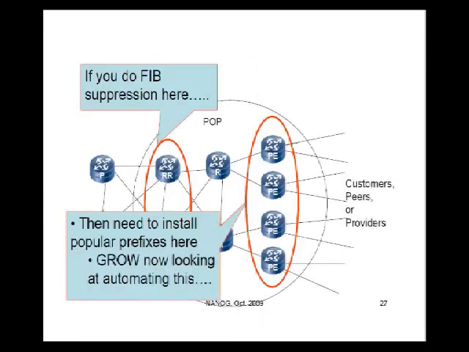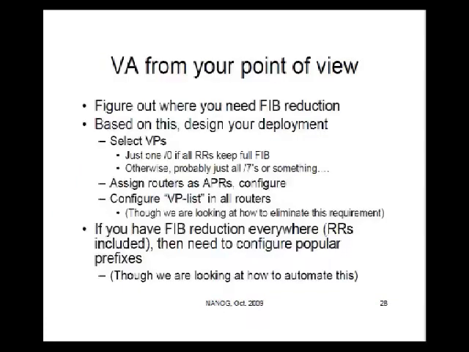If you want to do FIB suppression in your route reflectors, then you'll have a case where it would be beneficial for your PE equipment to know the shortest path for your high volume routes. And so then you have to look into configuration of these popular prefixes. And we're looking at ways to do that in the GROW working group, but that's very, very early work at this point.